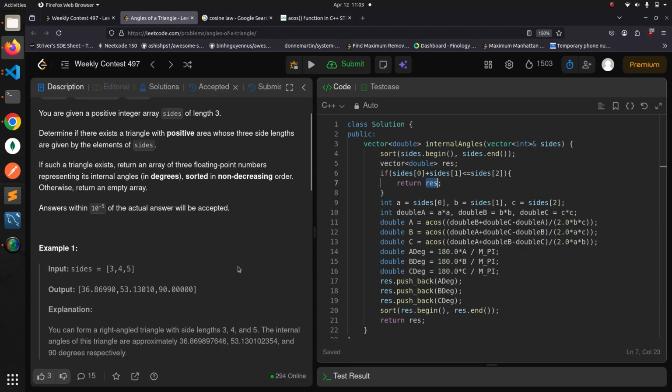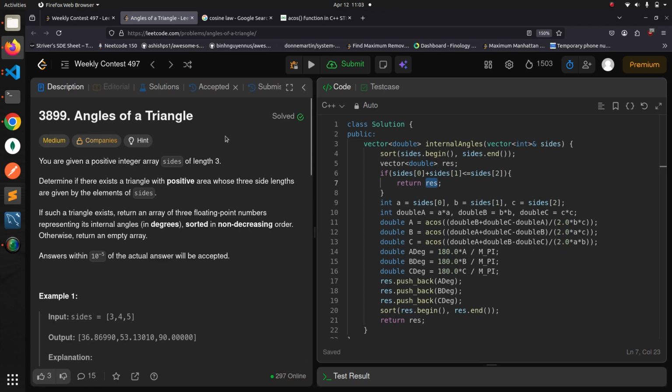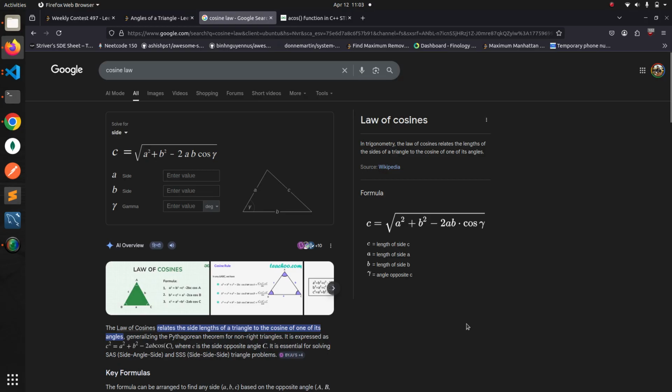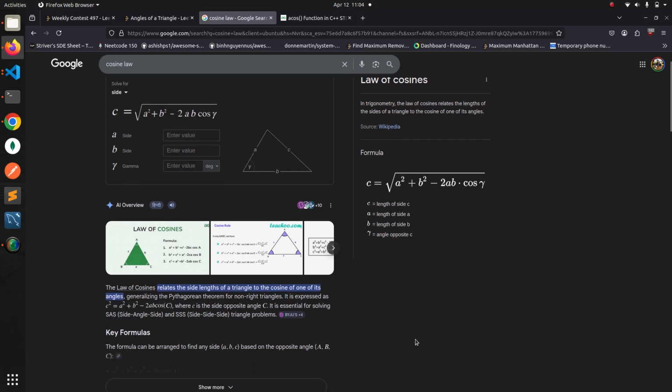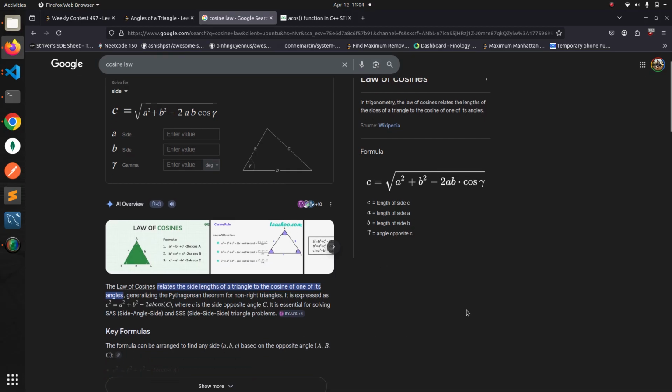And now the question arises: how can we find the angles of the triangle? This is a fairly mathematical problem. There is a cosine law. It says that for a side c, we have the equation c square equals a square plus b square minus 2ab cos gamma. Gamma is the angle here. This law is used to establish the relation between the sides and the angle between them.